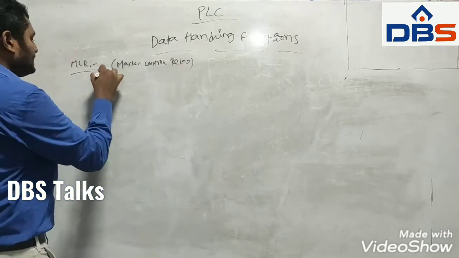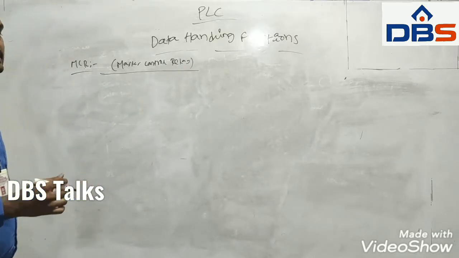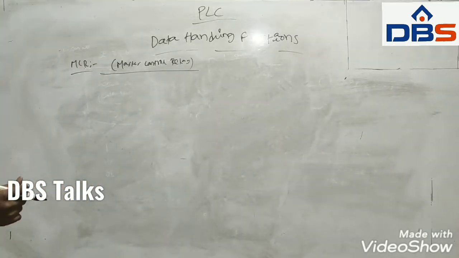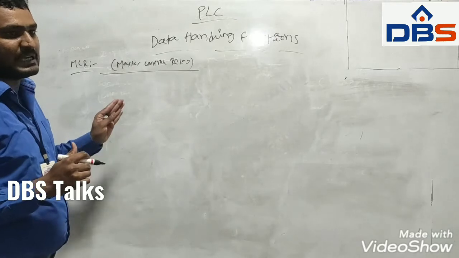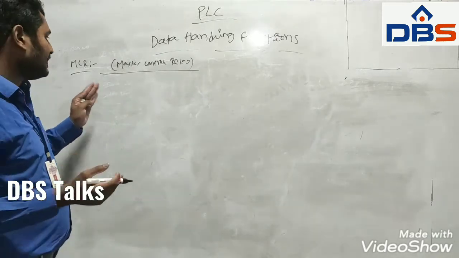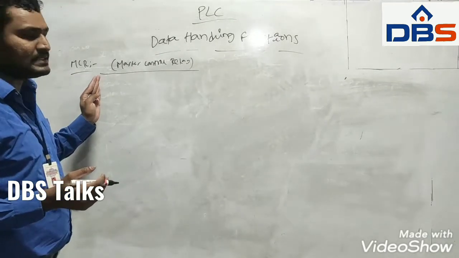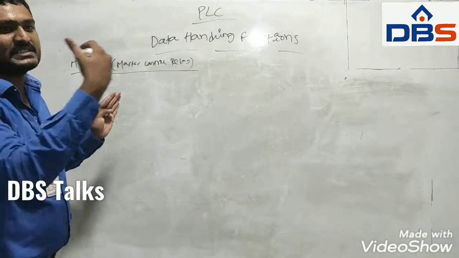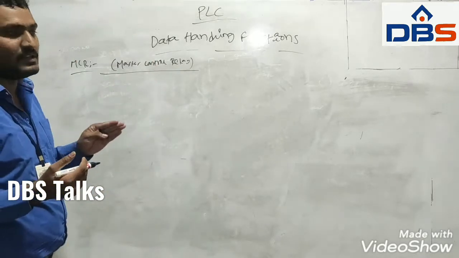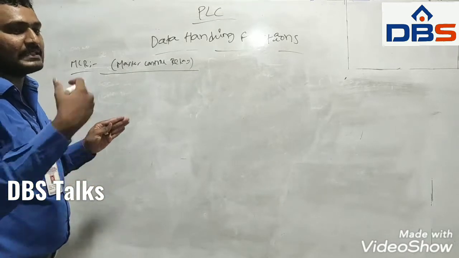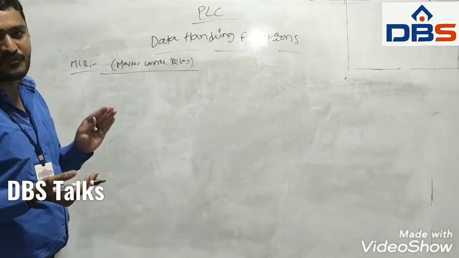It operates similarly to the skip function, but the only difference is that when the skip function is enabled, the number of lines are skipped. But when the MCR function is enabled, the lines function as usual. When the MCR function is off, at that time the number of lines go to the off position.